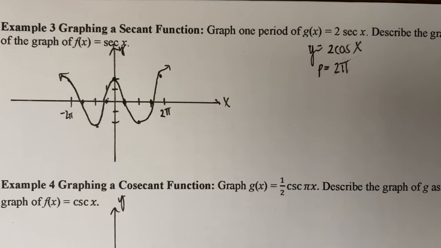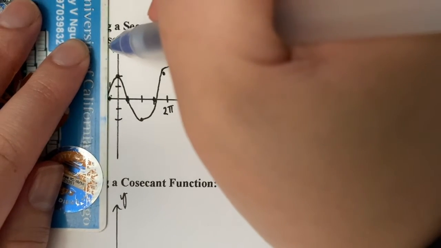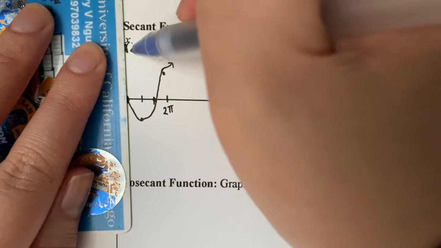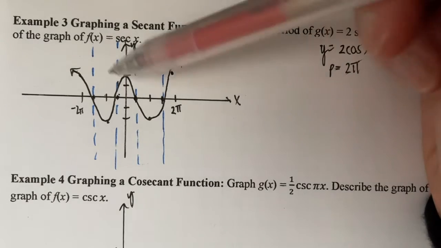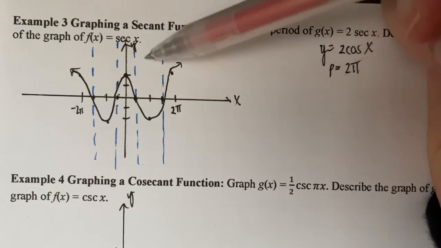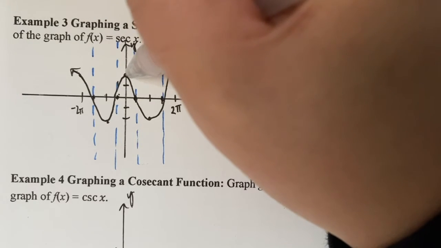So first we are going to draw vertical asymptotes at the x-intercepts of your cosine graph. So we have an x-intercept here at -3 pi over 2, another x-intercept at -pi over 2, an x-intercept at pi over 2. We only need to graph one period of this function, so you just need a graph within 2 sections of vertical asymptotes, and you want to select the minimum and maximum points.